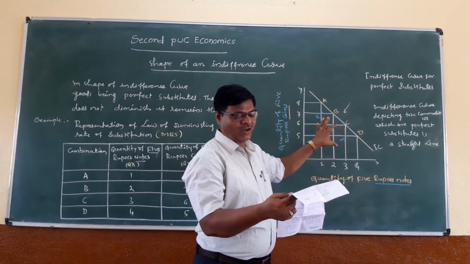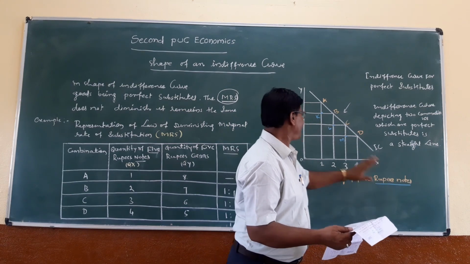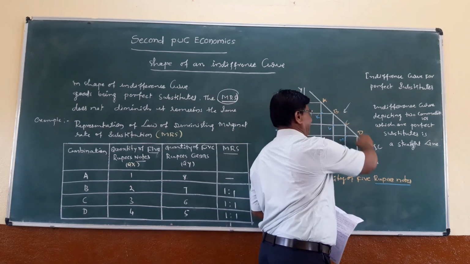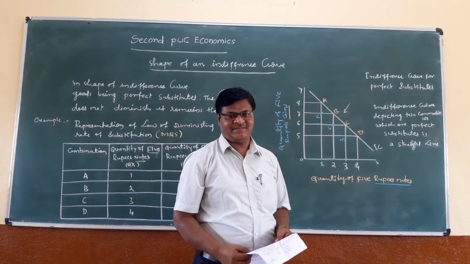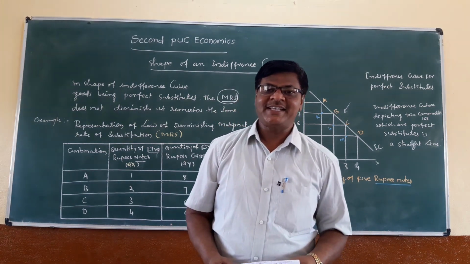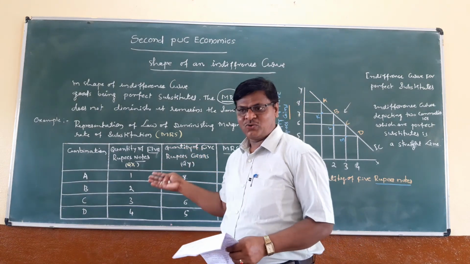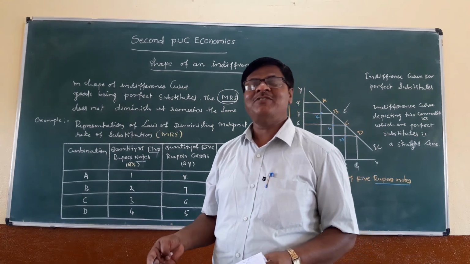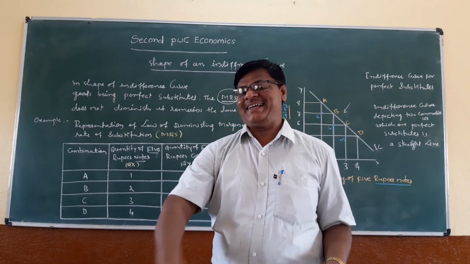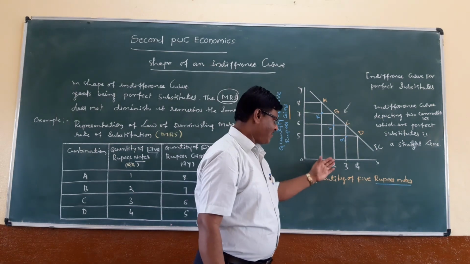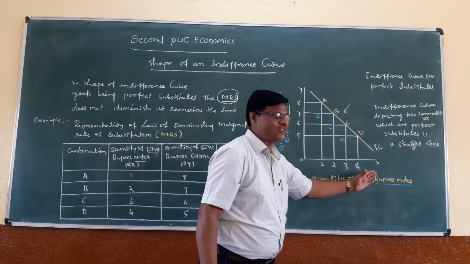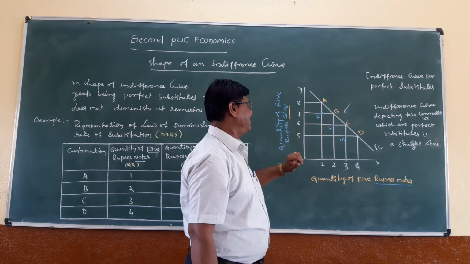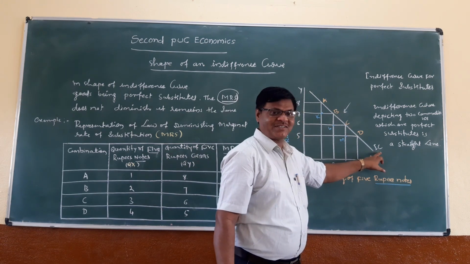The indifference curve depicts two commodities, notes and coins, which are perfect substitutes, and it is a straight line. In the case of perfect substitutes, the MRS does not diminish, it remains the same, so indifference curves will be straight lines. How can we explain this? The OX horizontal line measures the quantity of 5 rupee notes, and the OY vertical line measures the quantity of 5 rupee coins. The curve is the IC, the indifference curve.